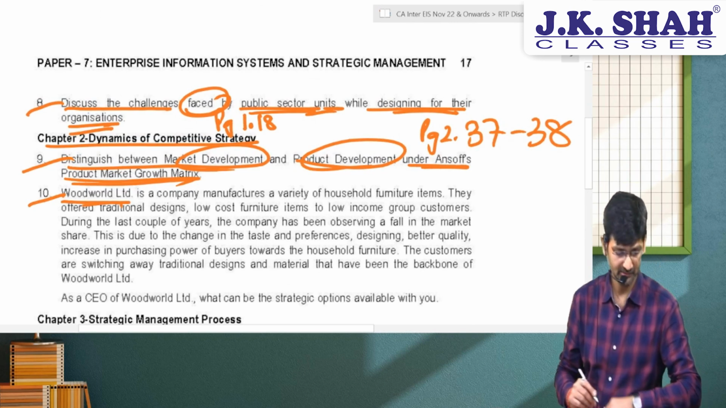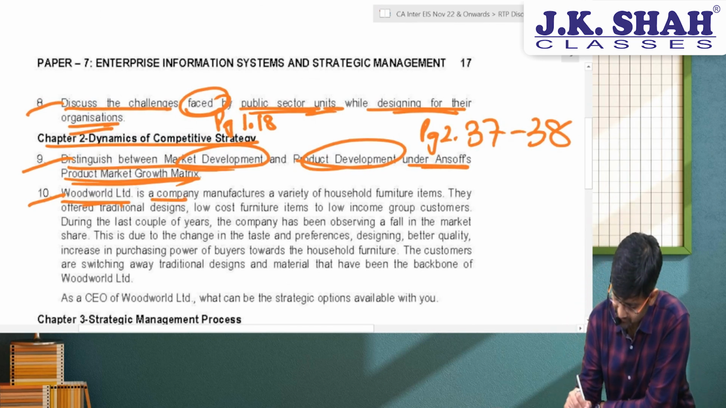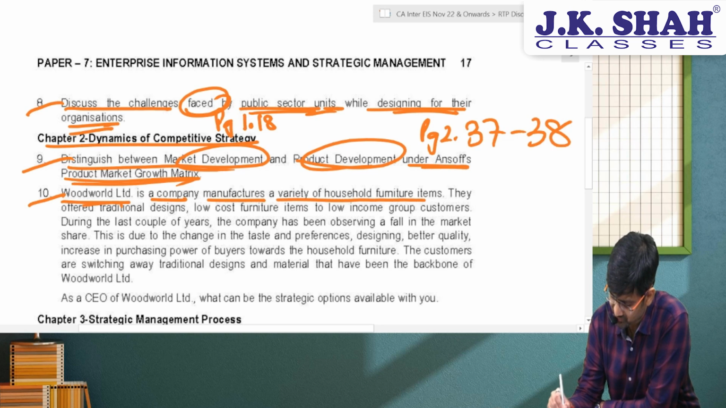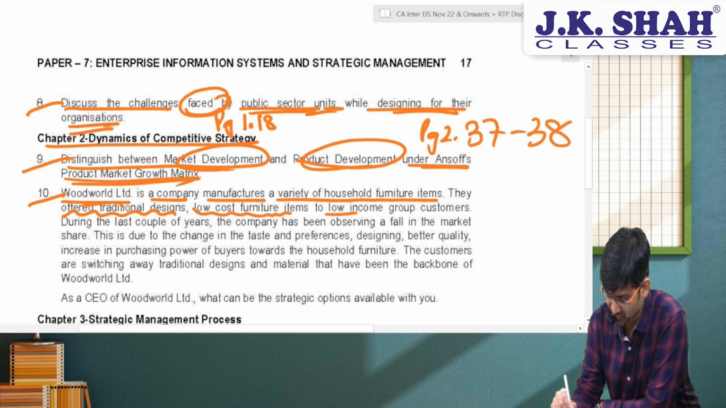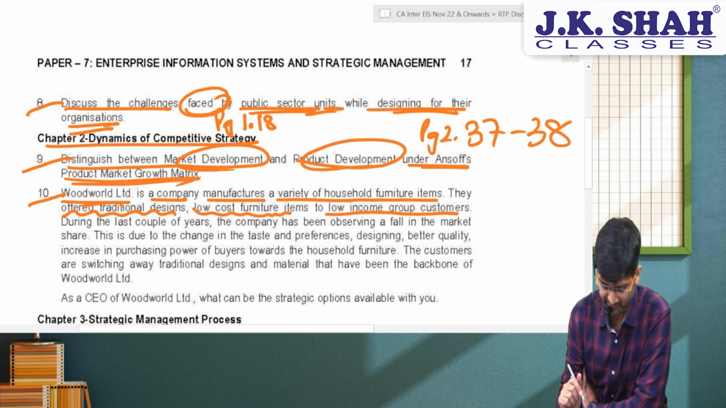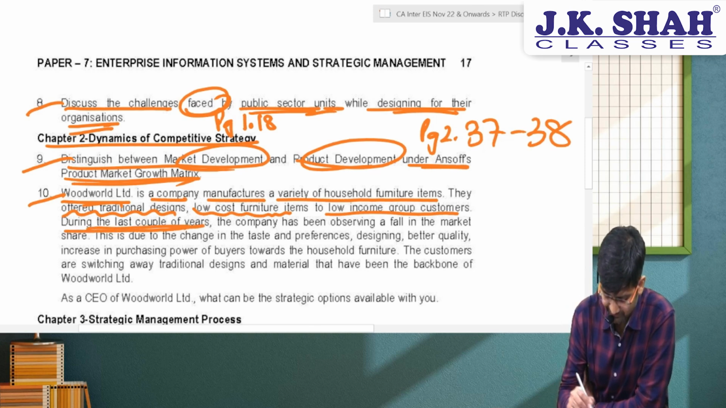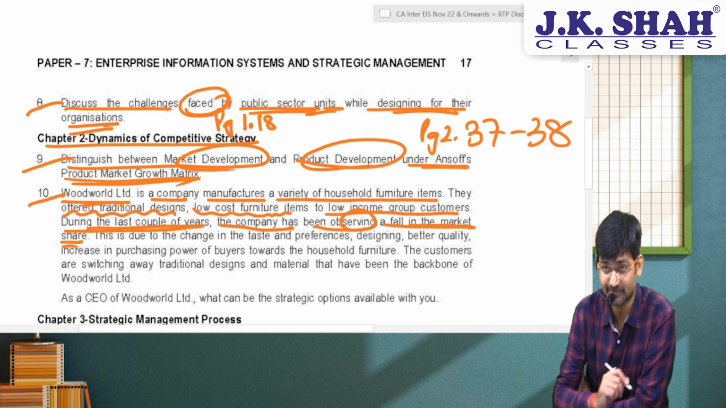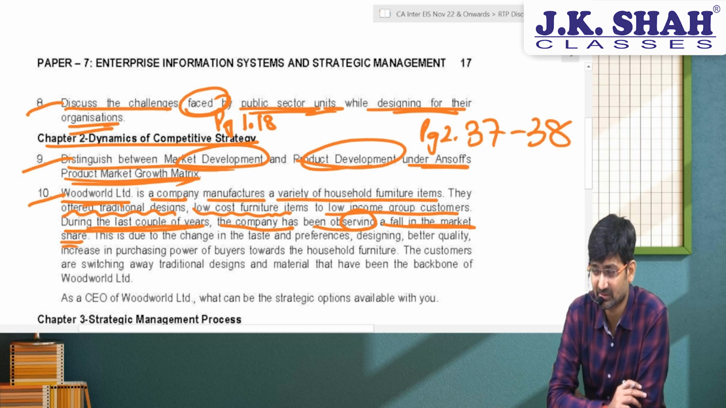Woodworld Limited is a company that manufactures a variety of household furniture items. They offered traditional designs, low cost furniture items to low income group customers. That is what they used to do, they used to sell traditional items. During the last couple of years, the company has been observing a fall in the market share. So the situation has become difficult. They are losing their market shares.